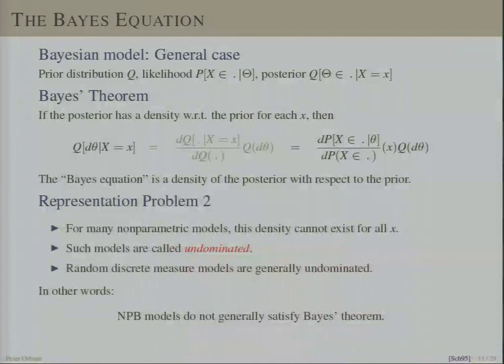Okay? So is that because the posterior is not absolutely continuous with respect to... Exactly. And when does this happen? Are you going to show examples? For the Dirichlet process, for example, it happens. I don't want to go into too much detail because it gets a bit technical.